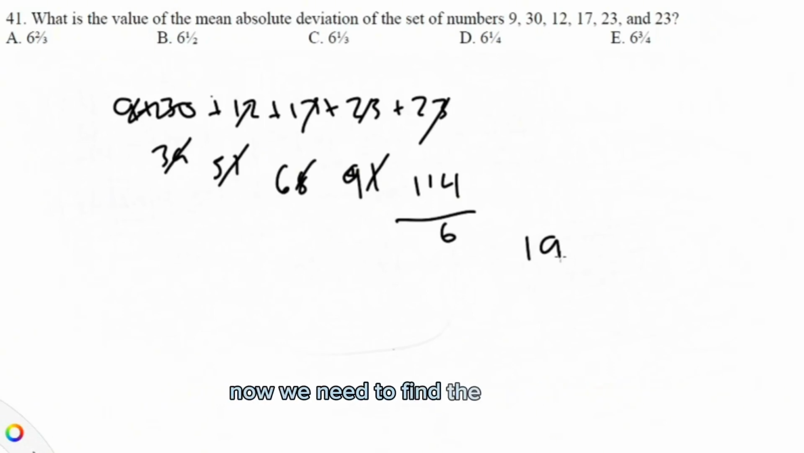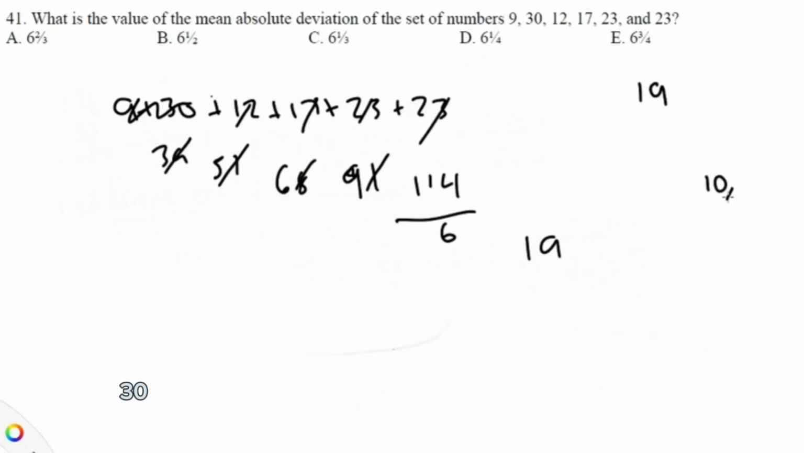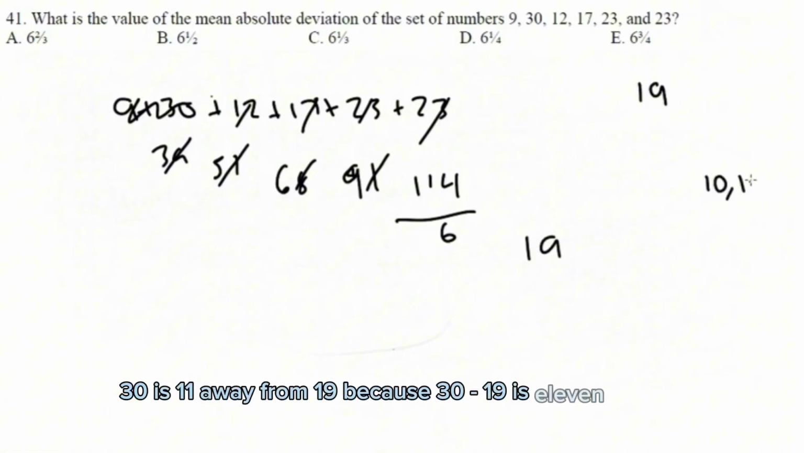Now we need to find the distance. So we can do that by taking 19 and finding how far is 9, 30, 12, 17, 23, and 23 from it. Alright, first, 9. 9 is 10 away from 19 because 19 minus 9 is 10. Next, 30. 30 is 11 away from 19 because 30 minus 19 is 11.